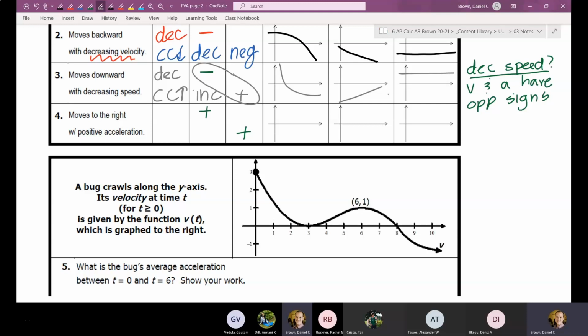And then that fourth one, moving to the right, we know that means velocity is positive. If velocity is positive, that's talking about the first derivative being positive, so the original function, being position, would be increasing. And if acceleration is positive, that means the original function is concave up, and the velocity would be increasing. So this graph is increasing and concave up.